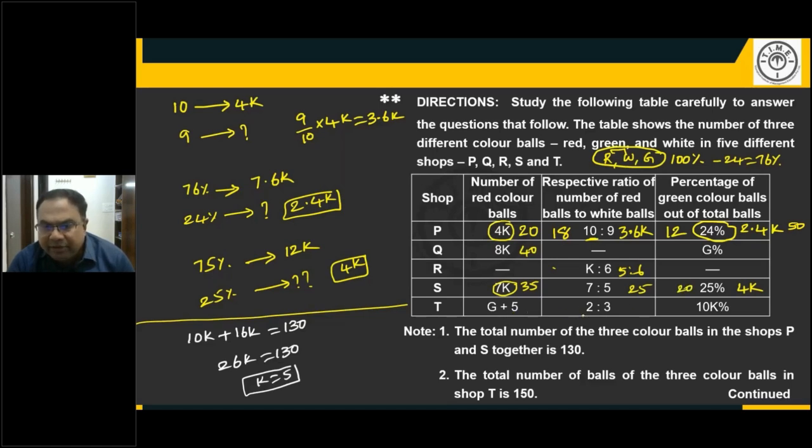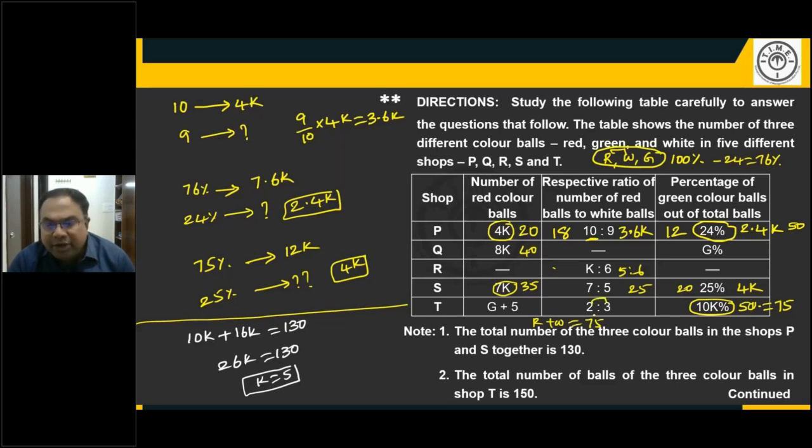This is G plus 5. This is 2:3, 10K percent. 10K percent is 50%. Right? Now, if you see here, this is 50%. Total number of balls of 3 colors in shop T is 150. If total balls are 150, friends, this is 50%. So this has to be 75. That means these two put together, red and white, should be 75.